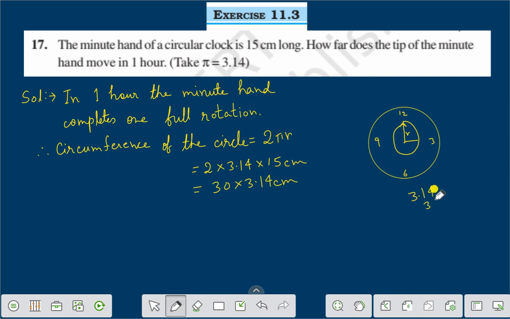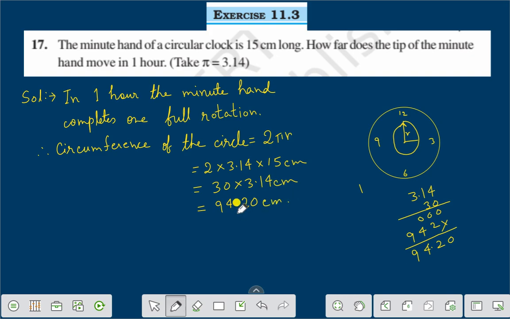If we multiply 3.14 with 30, this is 0, 0, 0, then 3 times 4 is 12, carry 1, and so on, we are getting 9420. The decimal point comes after 2 digits, so that is 94.20, which is equal to 94.20 centimeter. Right?